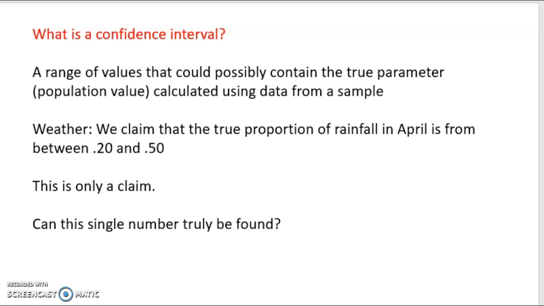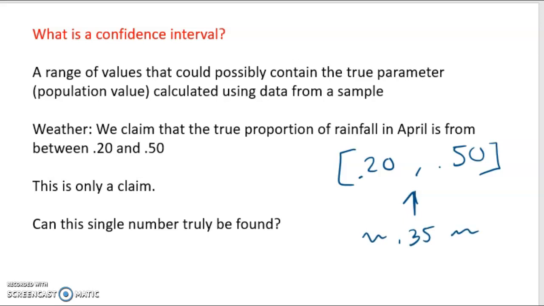So let's say that we claim that the true proportion of rainfall in April is somewhere between 0.20 and 0.50. So maybe I think that the actual value is 0.35, but I give myself a little bit of wiggle room on the left and the right because I don't want to be wrong. I want to have more confidence that it's inside that interval than just a yes or no answer. But this is only a claim, so we can never really truly identify that 0.35. We can only best estimate what it is with an interval.